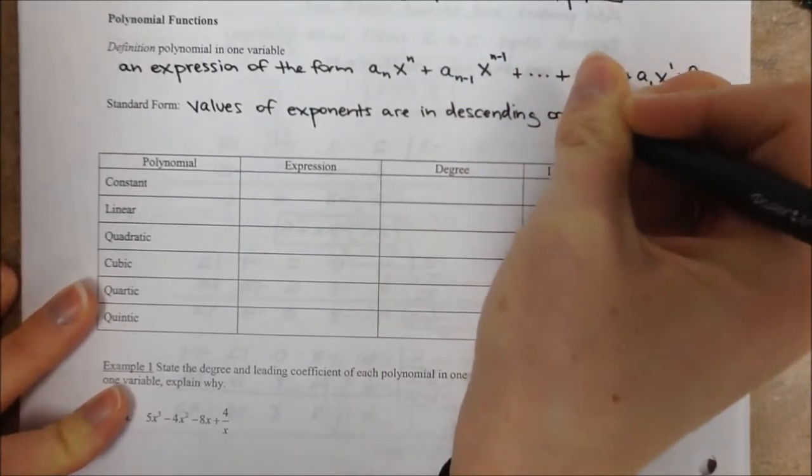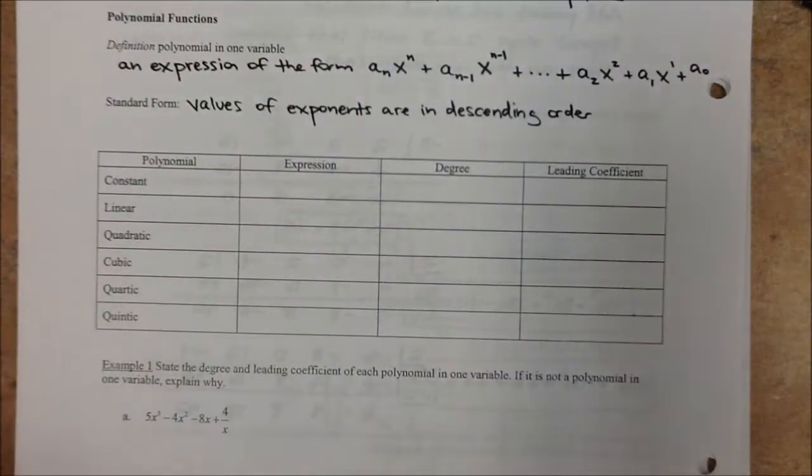So if I ever ask you to take a polynomial in one variable and make sure that you write it in standard order, what that means is that you're starting with, say the biggest power is 5. You're starting with x to the 5th, then x to the 4th, then x cubed, etc., etc.